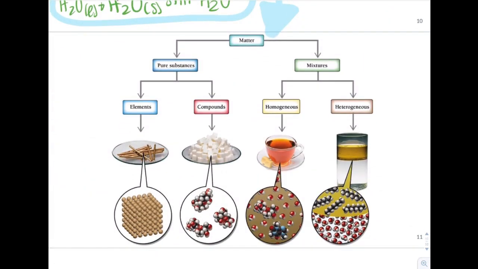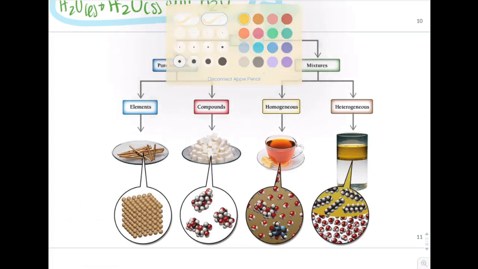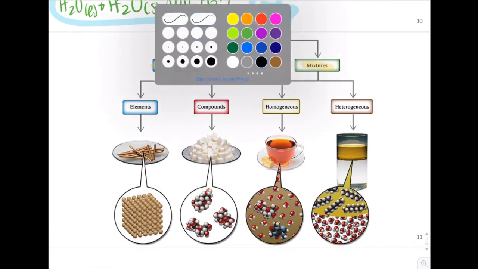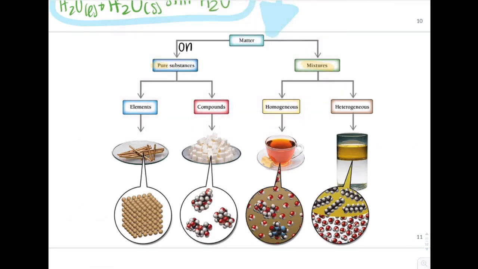Now, looking at matter as a whole. When I look at matter, I can decide first upon two categories: if it's pure or if it is a mixture. So I'm looking for pure or mixtures. And I want you to think about the difference between these two as having one ingredient or multiple ingredients.